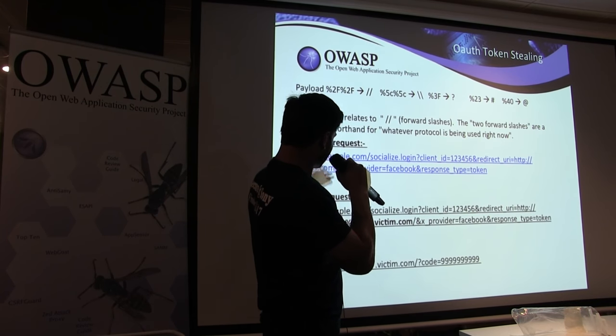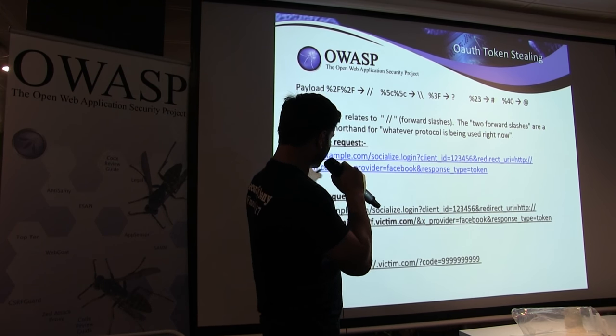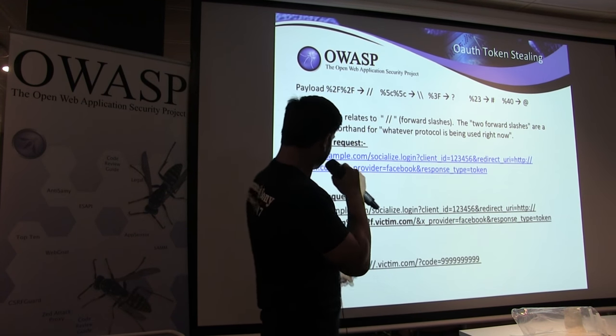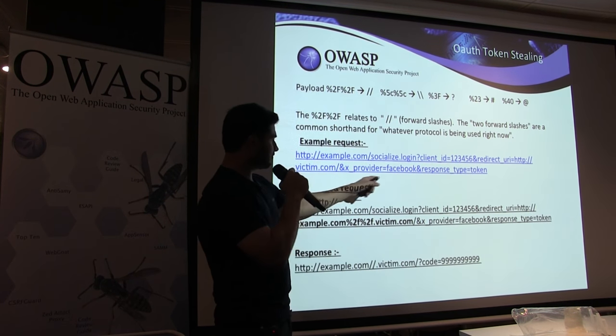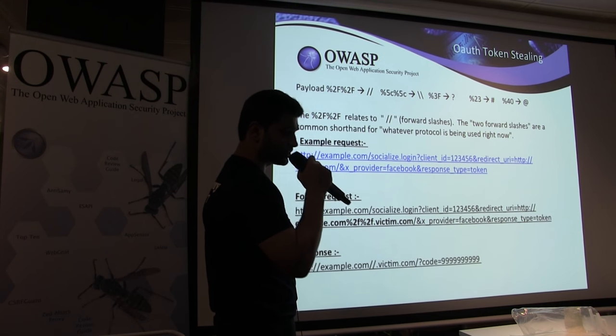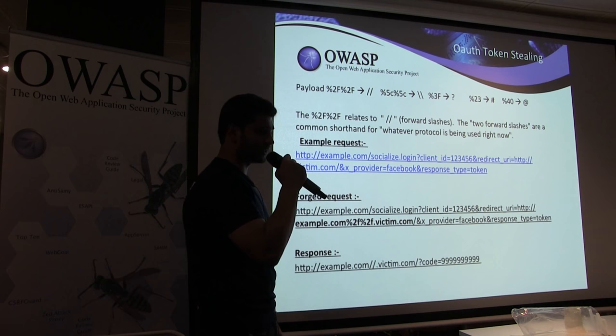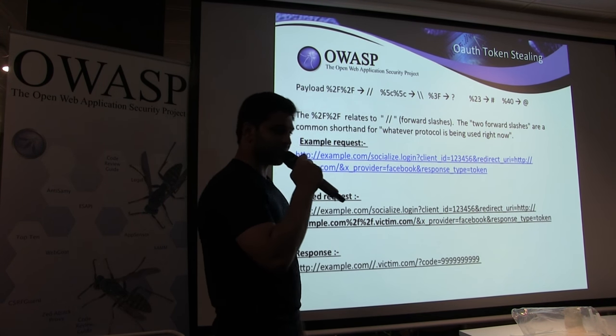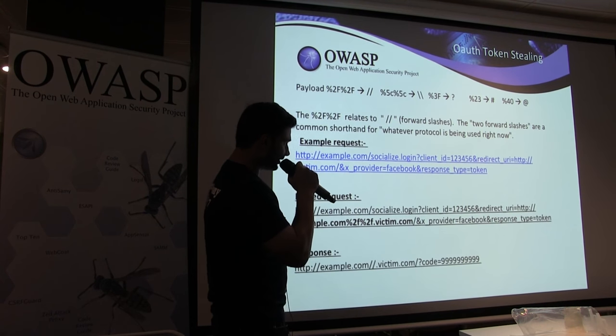So this is an example request: example.com social login with client ID, redirect URI victim.com, provider Facebook, and response type token. All we need is to steal the precious token. Once we steal the token, we can log into their account very easily.